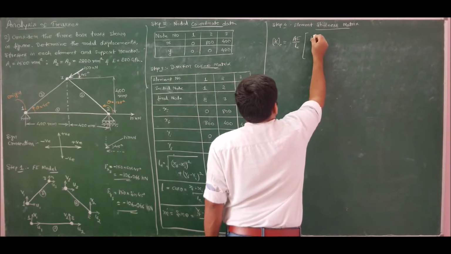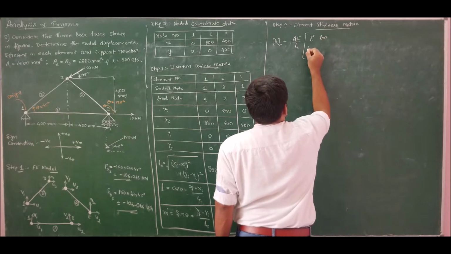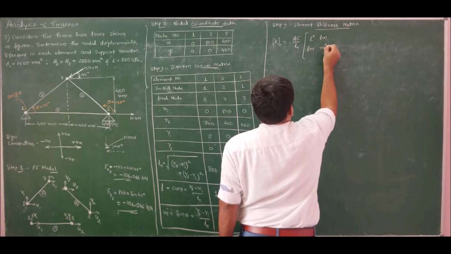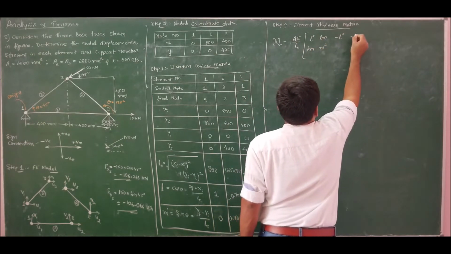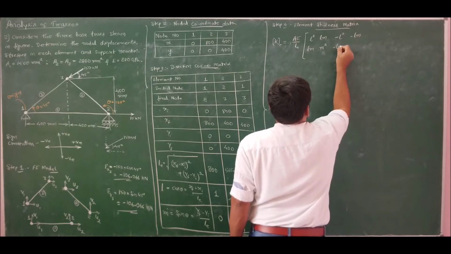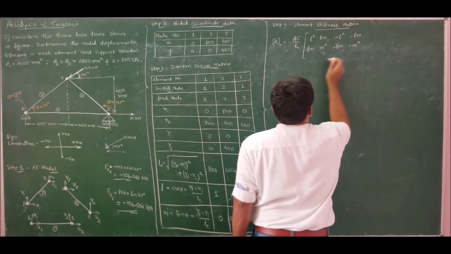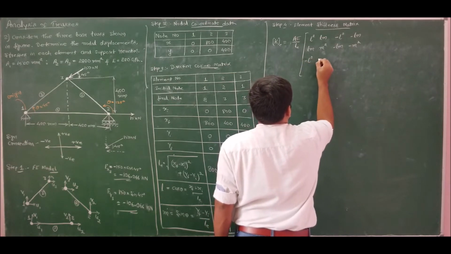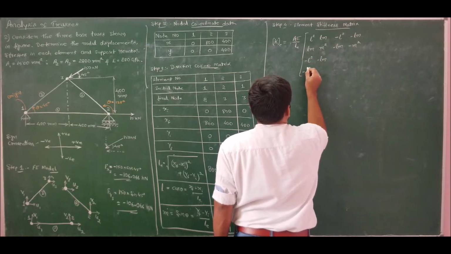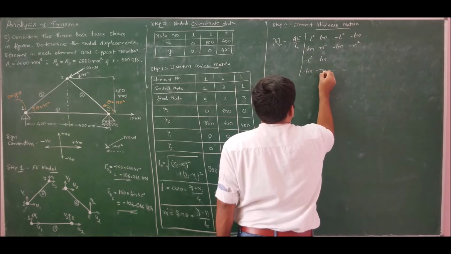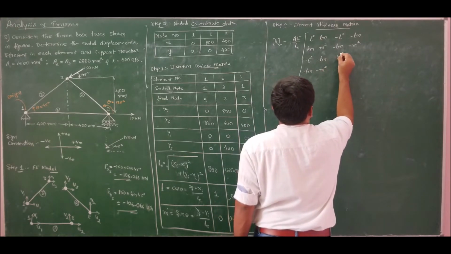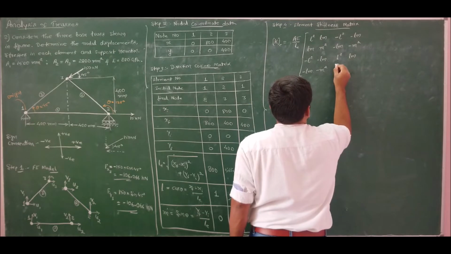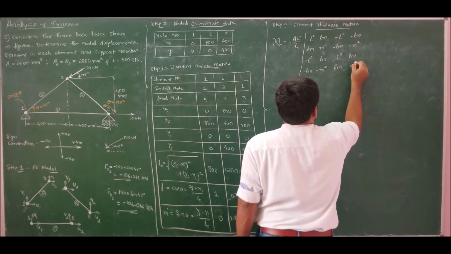times the matrix: l square, lm, minus l square, minus lm; lm, m square, minus lm, minus m square; and then minus l square, minus lm, l square, lm; minus lm, minus m square, lm, m square.